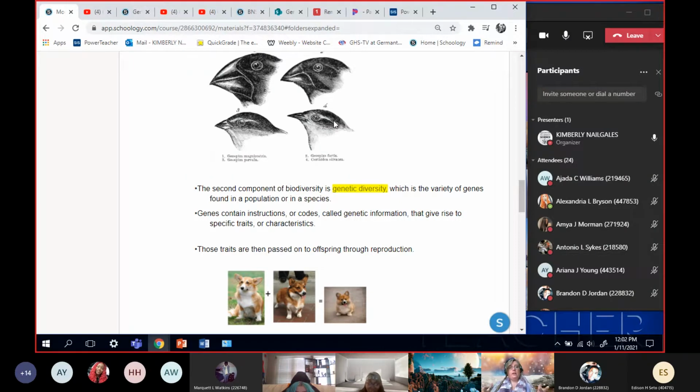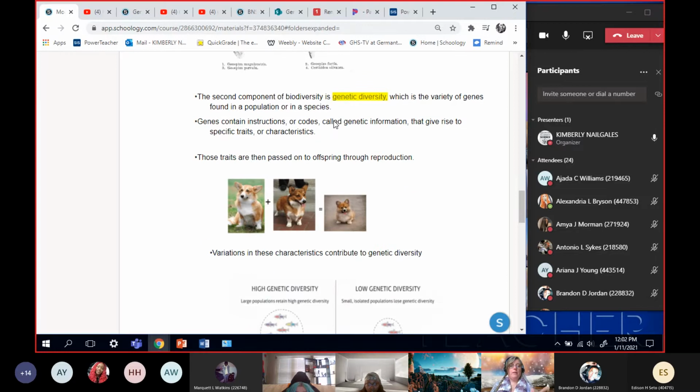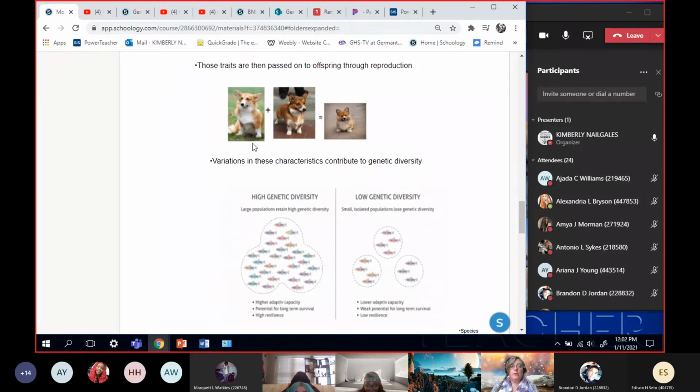Well, that's genetic diversity. What you want is a population that has enough gene variation within the population that if something happens to the habitat, some members of that species will survive, and then pass those traits on to the offspring. These little corgis, you got the mother and the father, and the combinations are combined into the babies.